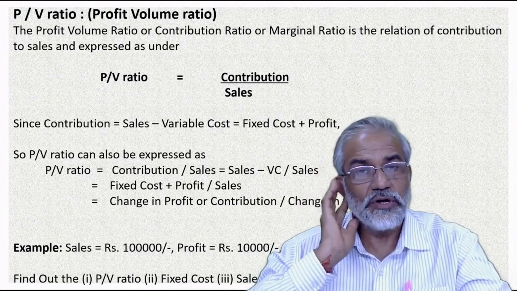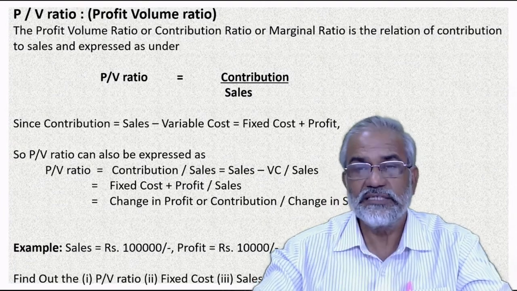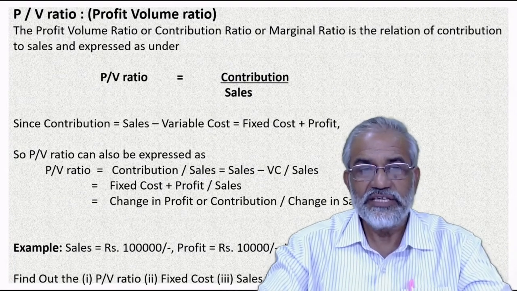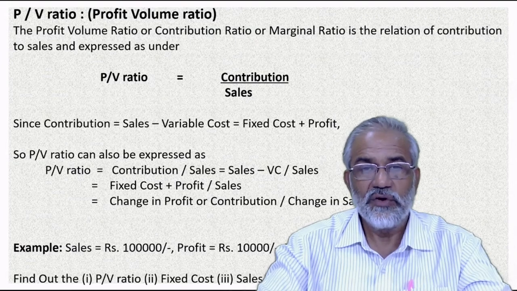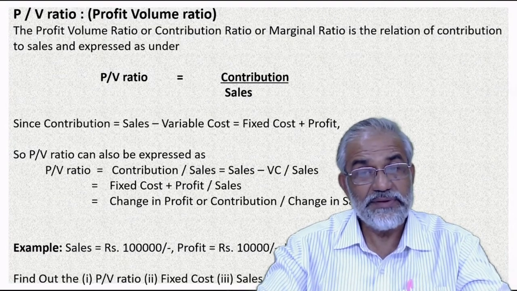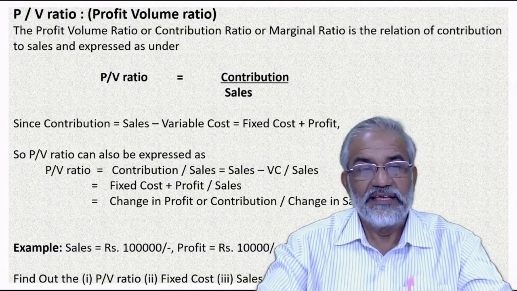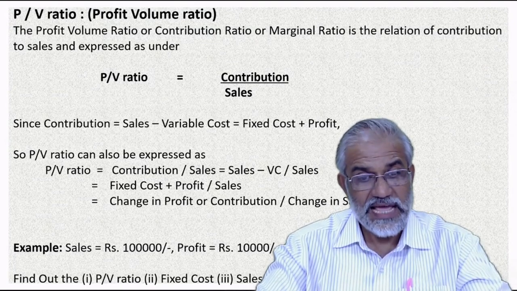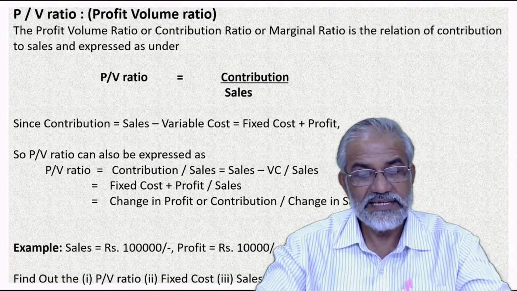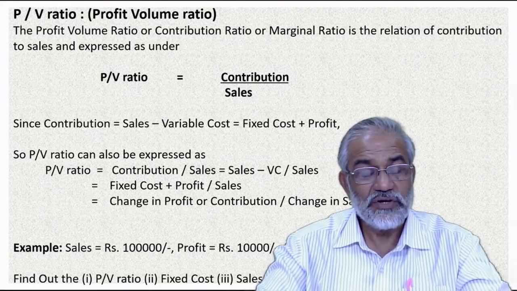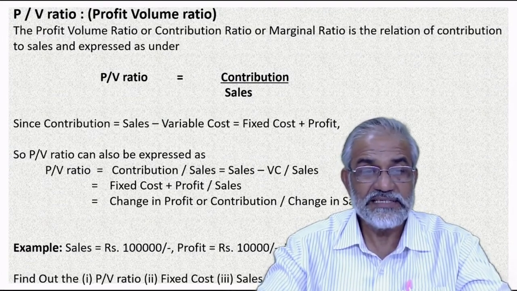The profit volume ratio, or contribution to sales ratio, or marginal ratio, is the relation of contribution to sales, and the equation of PV ratio is equal to contribution divided by sales. Since contribution is equal to sales minus variable cost, or fixed cost plus profit, the PV ratio can also be expressed as contribution divided by sales, which is equal to sales minus variable cost by sales. In other words, fixed cost plus profit, the whole divided by sales, is also the PV ratio.